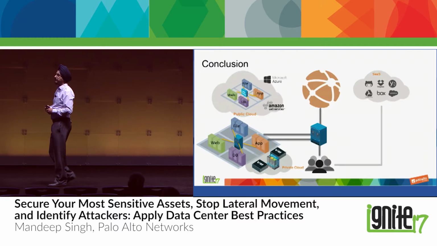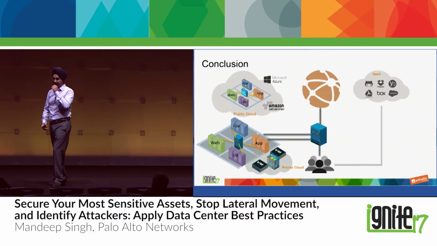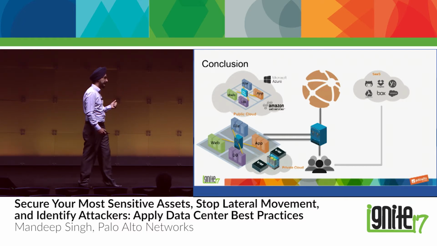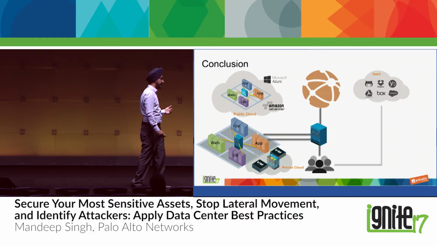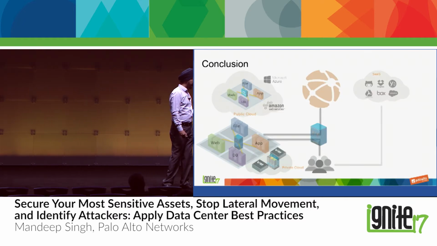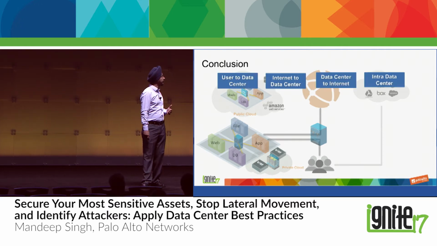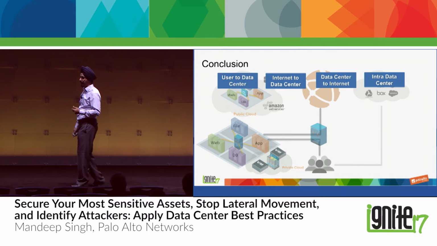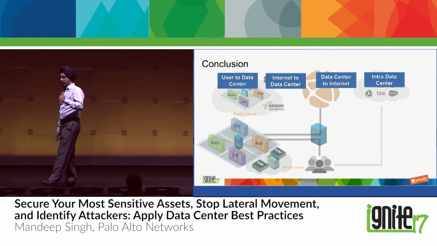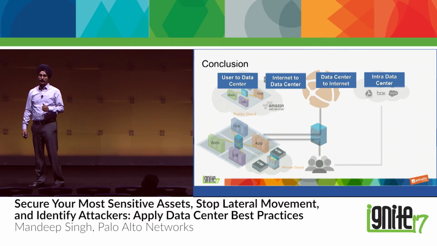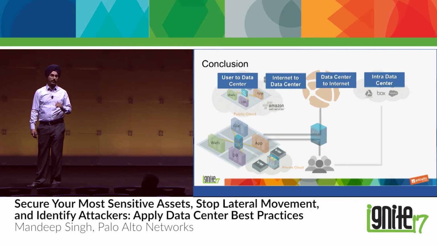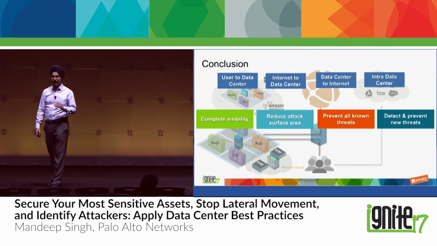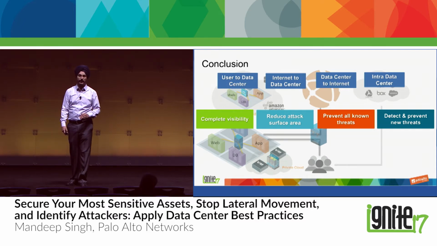So what do we conclude now based on this four flows discussion? What we have seen is that the data center has evolved. This is where pretty much everyone is today, where there are different parts in the data center: the on-prem, private cloud, public cloud. Given that, there are four flows: user to data center, internet to data center, data center to internet, and intra-data center. And each of those four flows maps back to the same basic constructs, which are these: complete visibility, reduce attack surface area, prevent the known threats, and then prevent unknown threats.